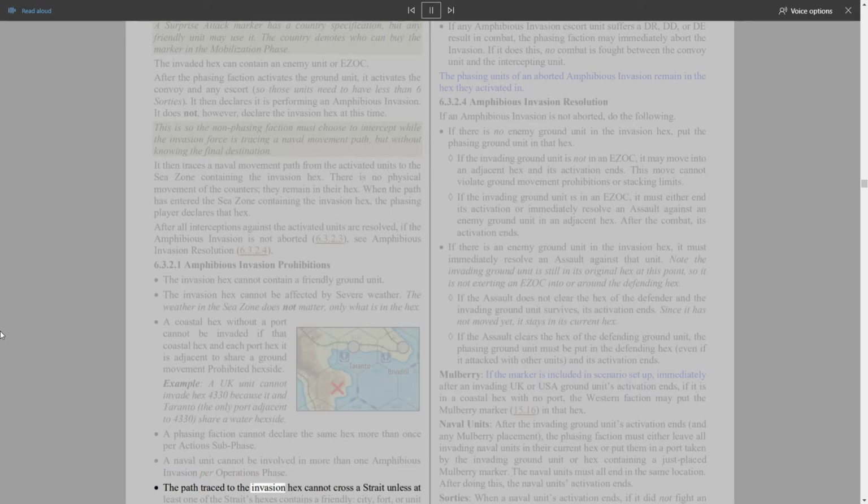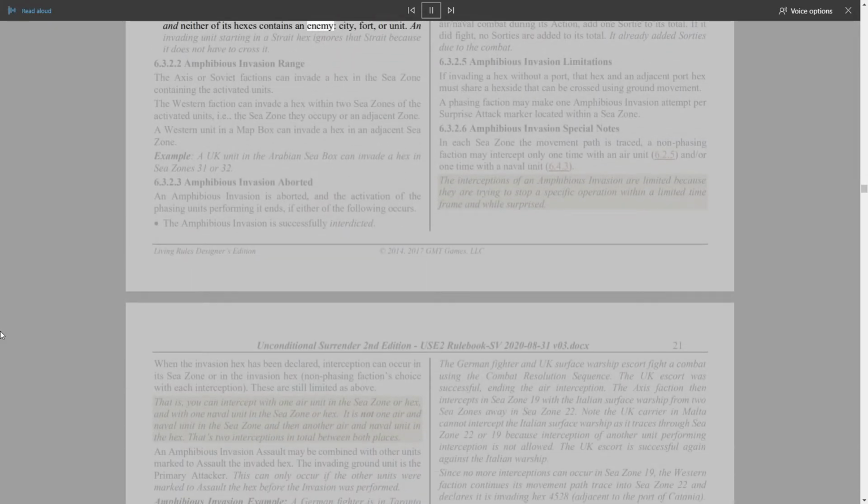The path trace to the invasion hex cannot cross a strait unless at least one of the strait's hexes contains a friendly city, fort, or unit, and neither of its hexes contains an enemy city, fort, or unit. An invading unit starting in a strait hex ignores that strait, because it does not have to cross it.